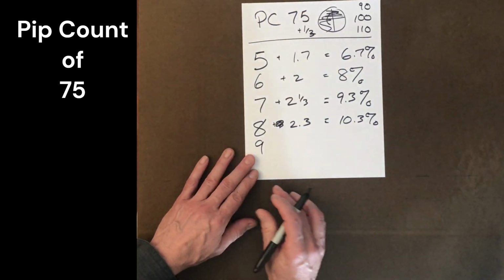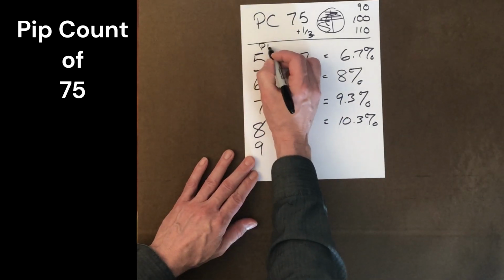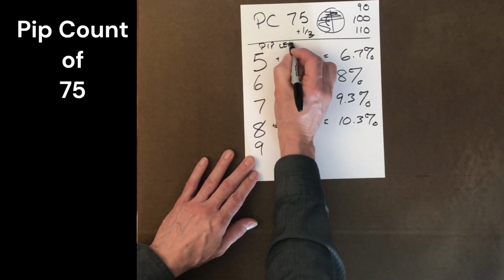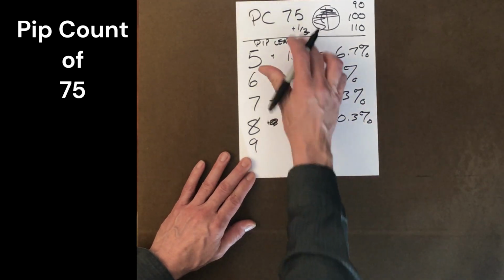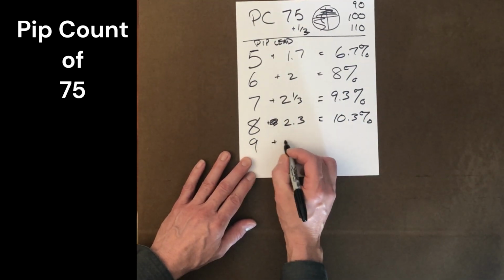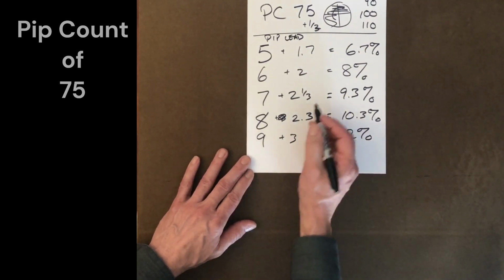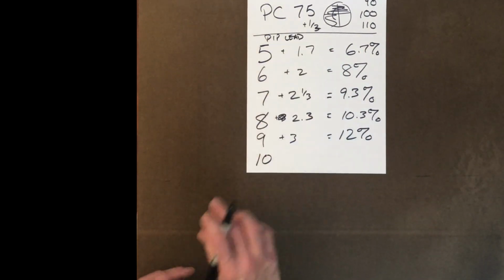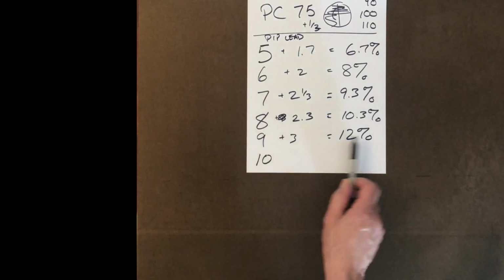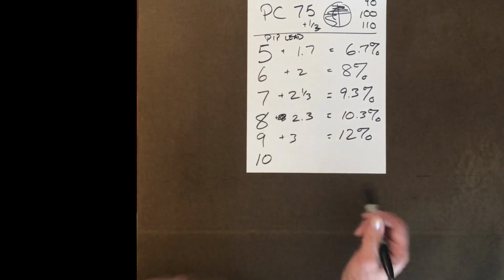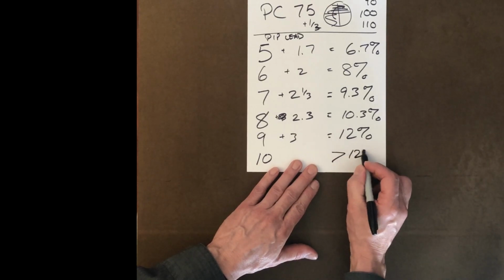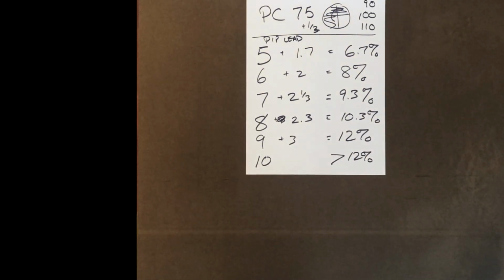Our pip lead is 9 when our pip count is 75, we're going to add 1/3. Super easy. Plus 3, 12%. You have a pip lead of 10. Well, we know that 9 is 12%. Whatever this number is, it's bigger than 12%. Super easy.